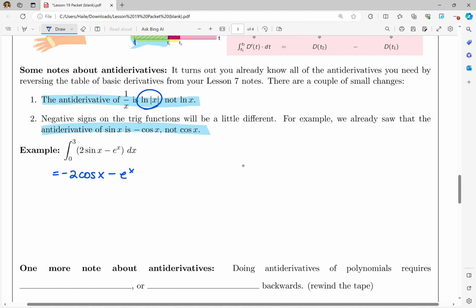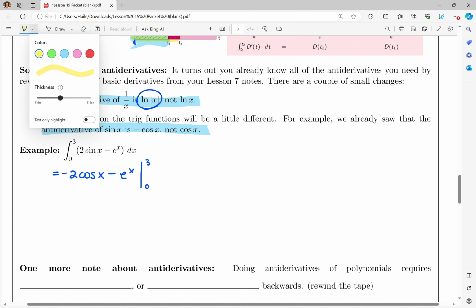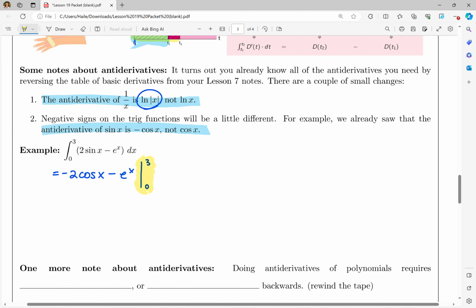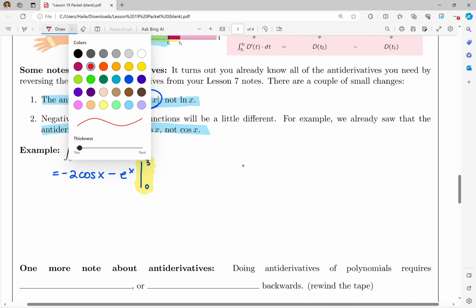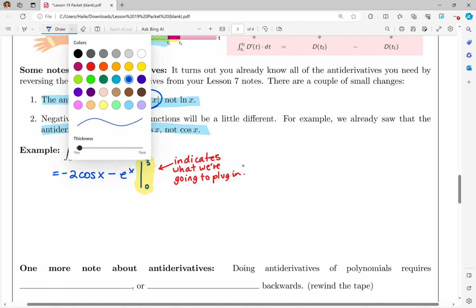The thing that's a little bit different, though, is we're going to indicate that we're going to plug in our bounds with a vertical line and repeating our bounds on there. Maybe I'll highlight that instead of circling because that'll be less confusing. That part just indicates what we're going to plug in. Okay, so step 1 was just take the antiderivative.